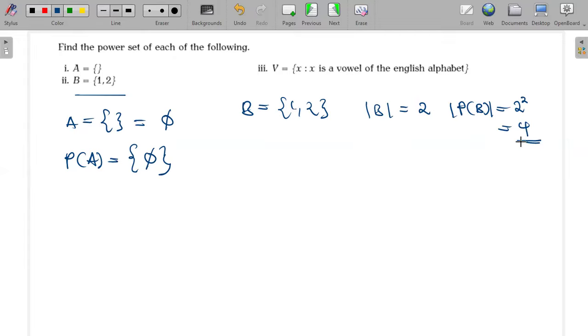So now it means that our power set is going to contain 4 sets. So that power set contains 4 sets. So we say the power set of B is going to be equal to, first of all, you list the empty set. So the empty set is going to be part of that set. Then you list the set containing one of the elements, that is 1, the other one, 2. The last one is the set itself, that is 1, comma, 2, like that.